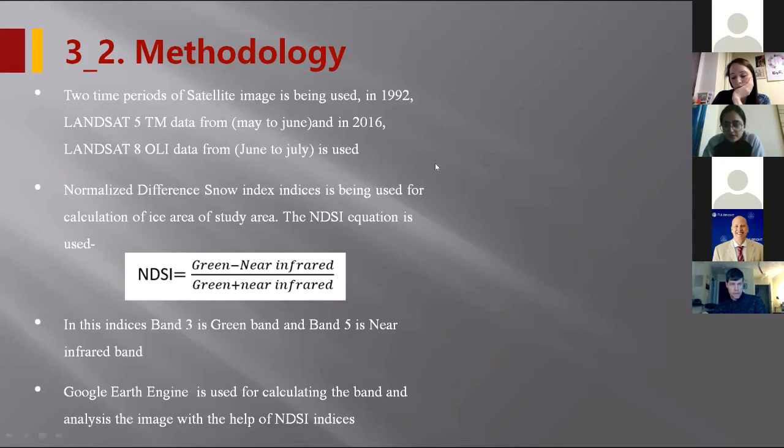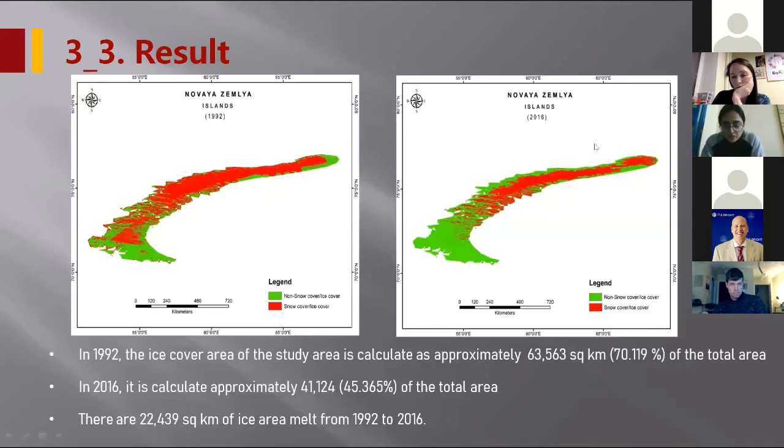So what were the results we got from this? The result was, in 1992, the ice cover area was calculated as 63,563 square kilometers. That's 70% of the total area. Whereas in 2016, the calculated area was 41,124 square kilometers. That is 45% of the total area. So there is a decline of 22,439 square kilometers of ice area extent melted from 1992 to 2016.